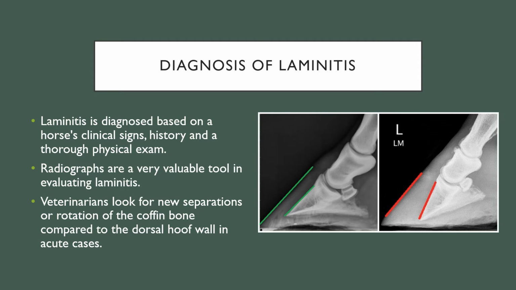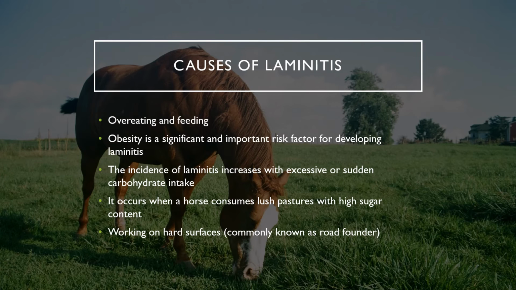In this slide we're going to talk about the causes of laminitis. Laminitis is caused by overeating and feeding. Obesity is also a significant and important risk factor for developing laminitis. The incidence of laminitis increases with excessive or sudden carbohydrate intake. It occurs when a horse consumes lush pastures with high sugar content or when a horse is fed excess of grain. This is typically during the spring months after recent rain.